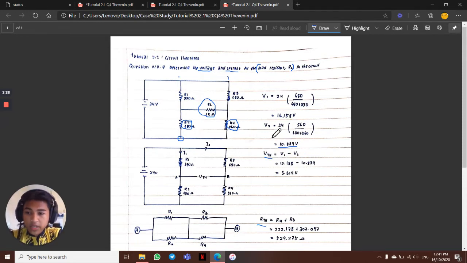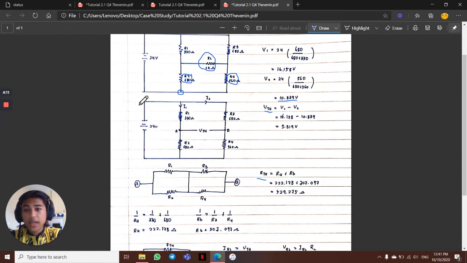Then we already get V1 and V2. So in order to calculate the VTH, just minus V1 minus V2, and we'll get 5.319 volt. This one is 16.158, V1, minus V2, which is 10.839. So we already got VTH.